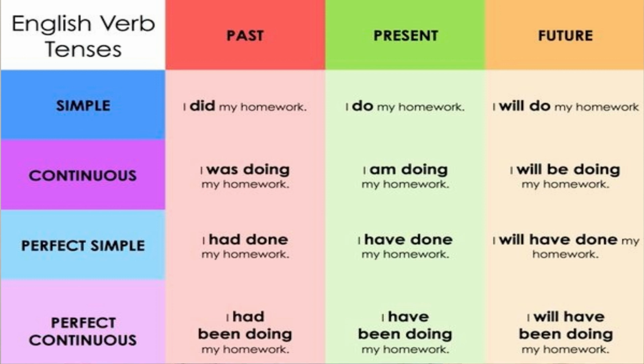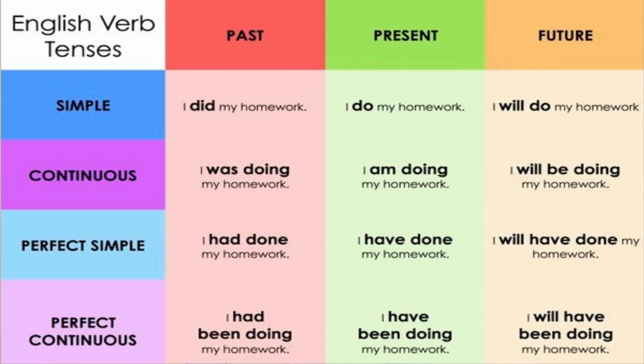The same is true for the perfect tenses. You have the past perfect, something that has happened before a certain point in the past. The present perfect, something that has happened before now in unfinished time. And the future perfect, something that will have happened before a certain point in the future.